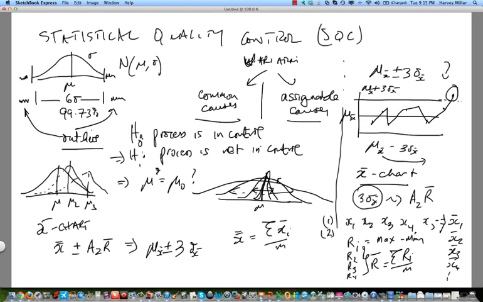Okay, so that's how we are using statistics to help ensure that a process conforms to the specifications that are required.